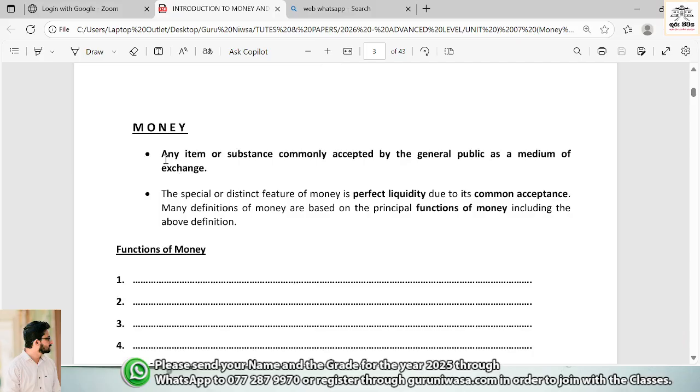This is the definition of money, Lamai. It is anything, any item or substance commonly accepted by the general public. This is the most important characteristic of money, Lamai. Commonly accepted by the general public as a medium of exchange, right? If the general public accepts anything, it may be a coin, it may not be, it may be a digital card or something, or some physical items like some commodity, Lamai, a unit of rice or something. So vegetables might be. So anything, remember, any substance which is commonly accepted by the general public as a medium of exchange is defined as money, Lamai.